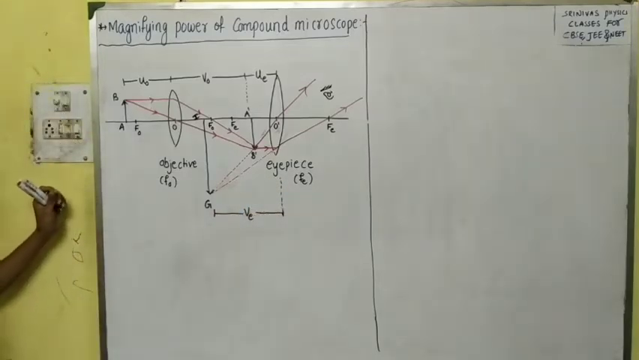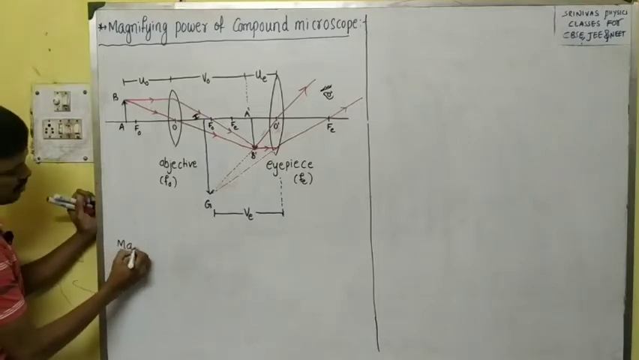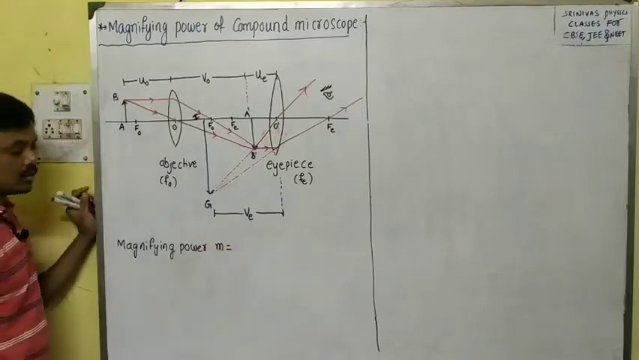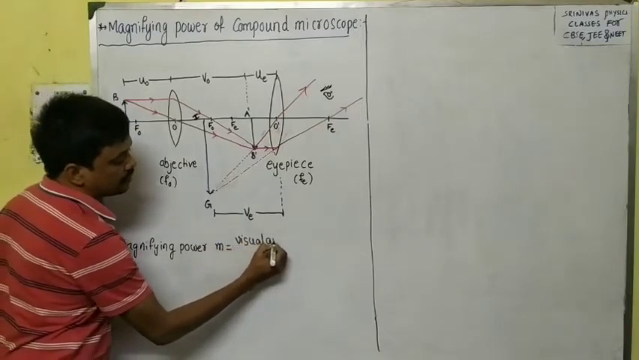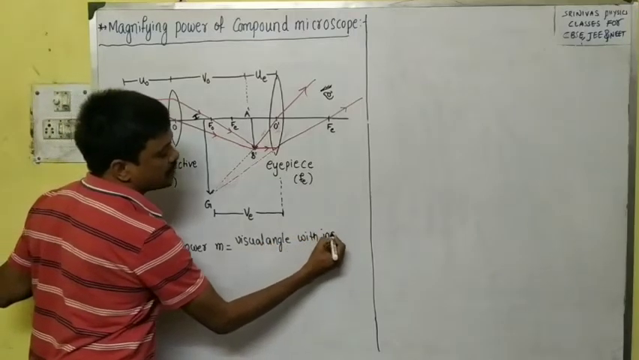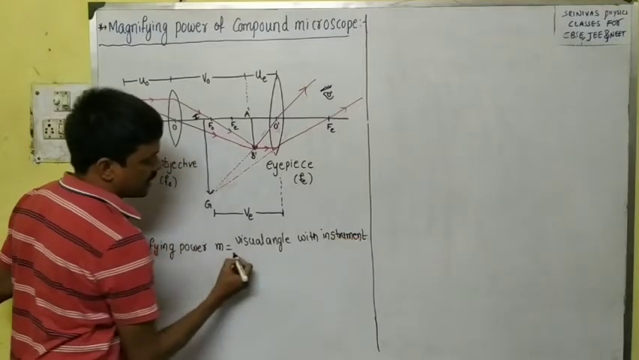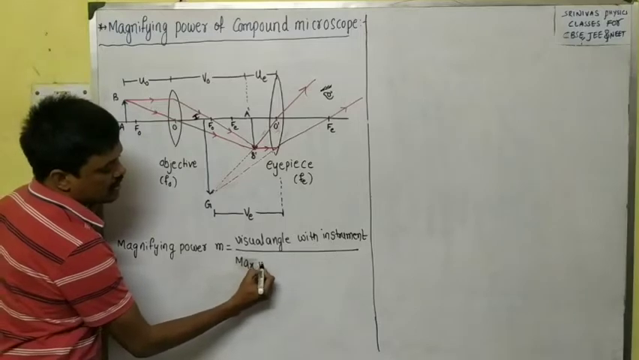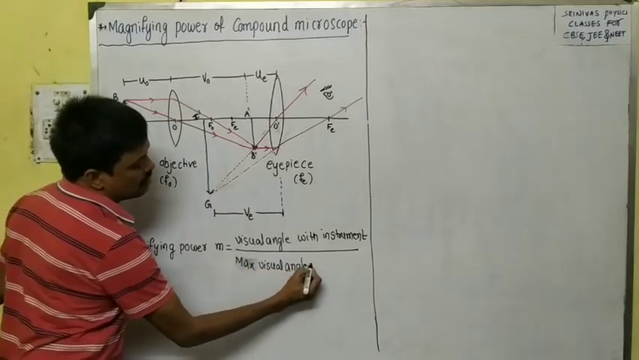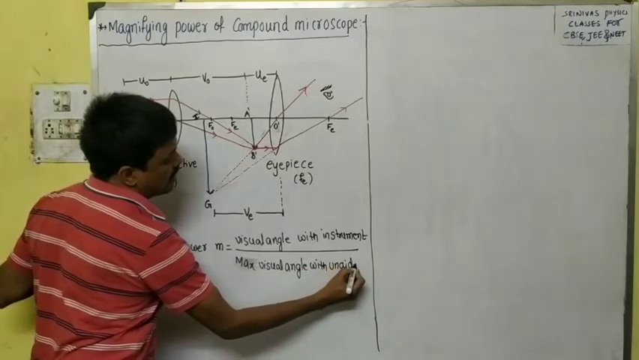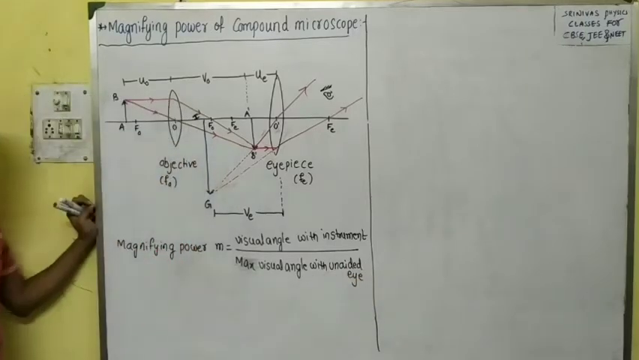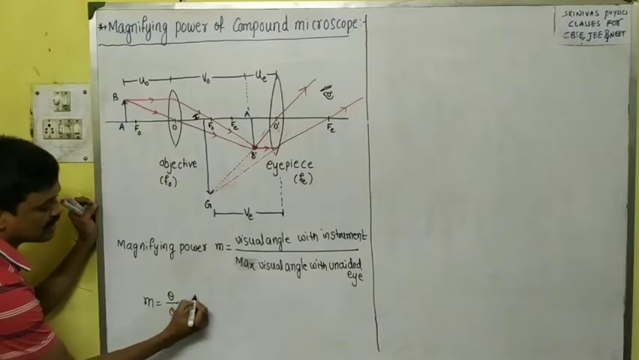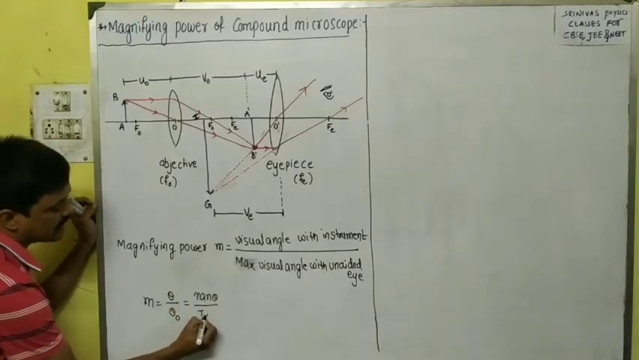Now let us go for the magnifying power formula I am going to derive. It is very simple. The magnifying power is the angular magnification. The angular magnification formula is M equals the visual angle with instrument divided by the maximum visual angle with unaided eye. Then we can write this as M equals theta by theta naught. Theta nearly we can write as tan theta, and theta naught as tan theta naught.